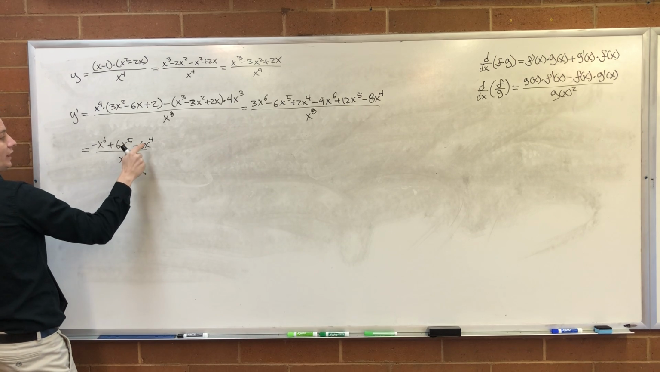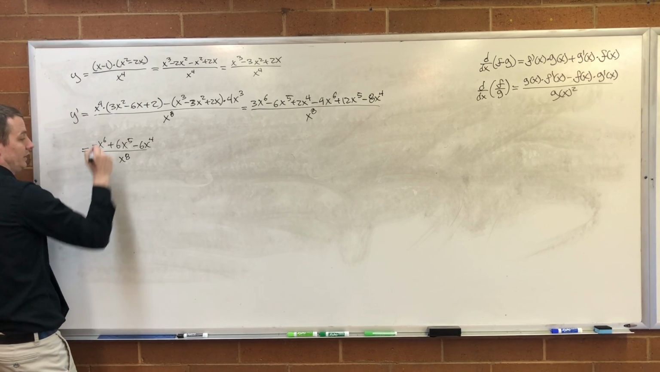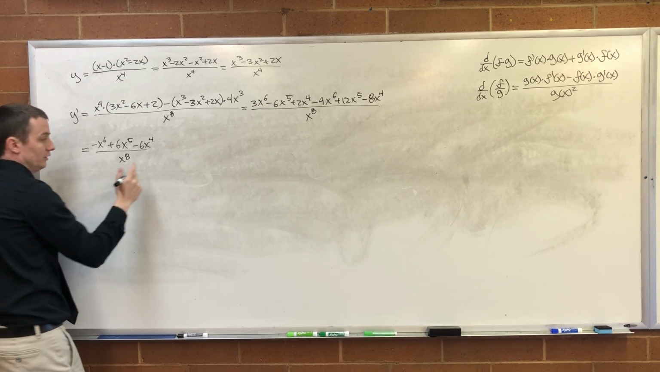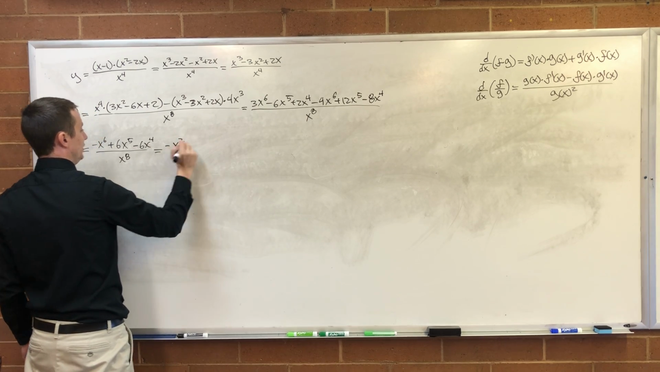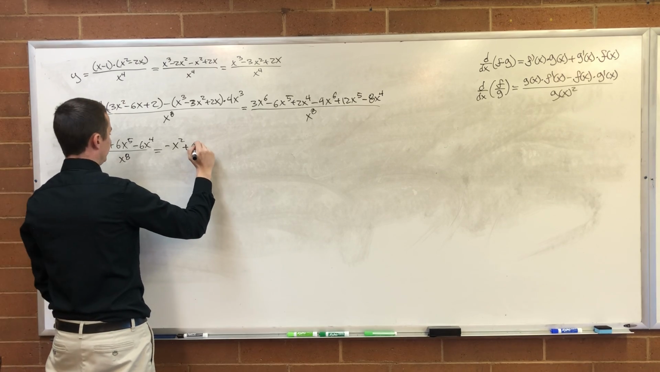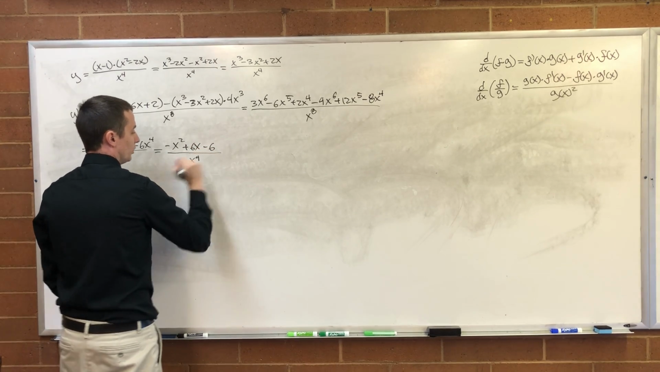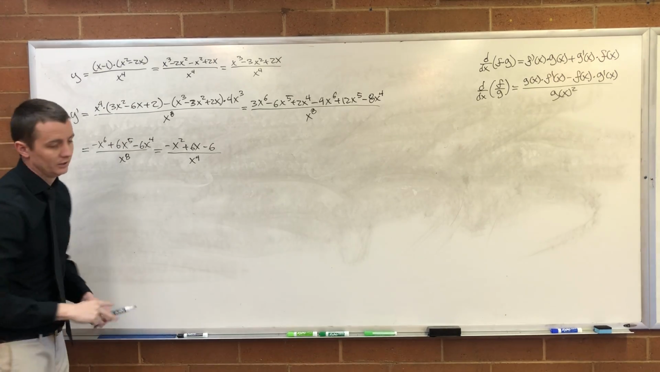Now I can factor an x to the 4 out of my numerator and then cancel it out with my denominator, leaving only 4 x's down here. So see if you can follow this algebra. That's going to be negative x squared when I get rid of 4, plus 6x when I get rid of 4, minus 6 when I get rid of 4, all over x to the 4 when I get rid of 4. Follow that? And there's our answer.